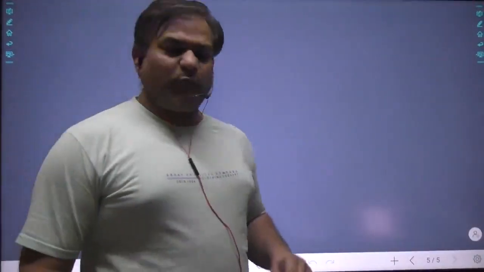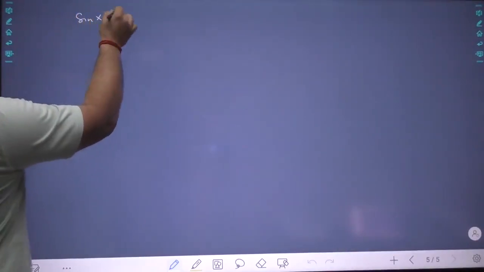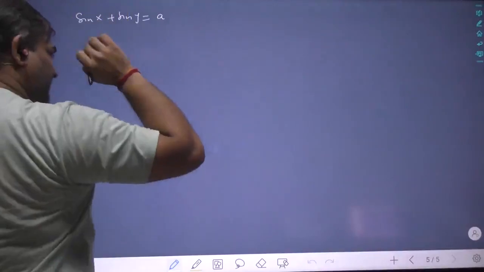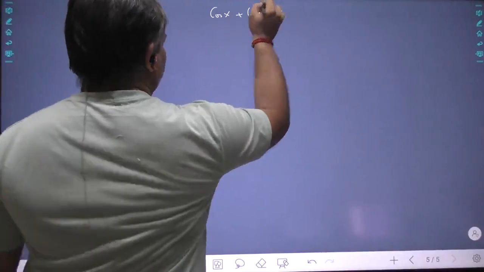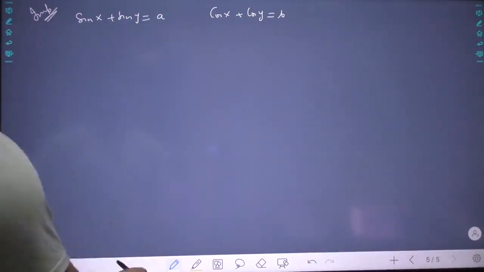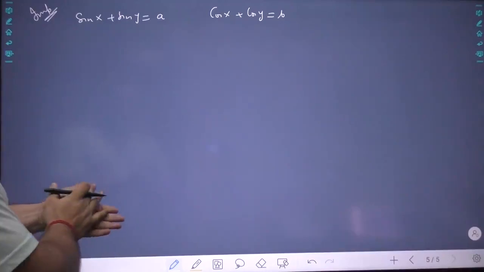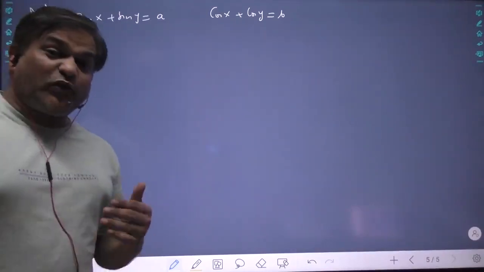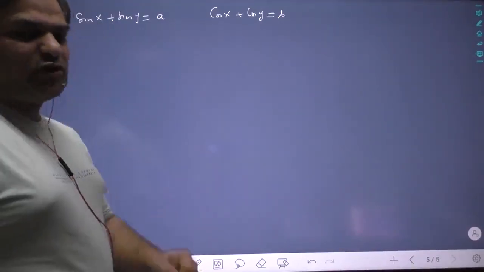One more very important manipulation to be remembered is this. See, if you are given the value of sin x plus sin y as A, and you are given the value of cos x plus cos y as B, you can find out many things. See how you can manipulate and find out many things. That is what you have to learn.